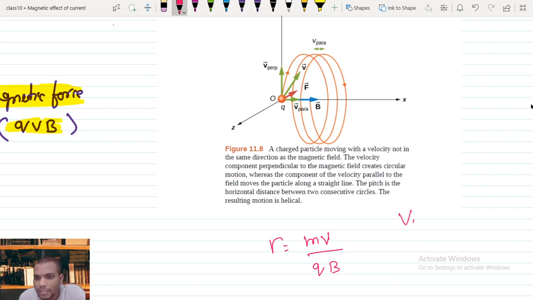Now here, the velocity perpendicular component. Be careful, where is the theta? Here the theta is making an angle with the x-axis. The perpendicular component is along that direction. Here we can take that the perpendicular component is equal to v sine theta. So the perpendicular component equals v sine theta.